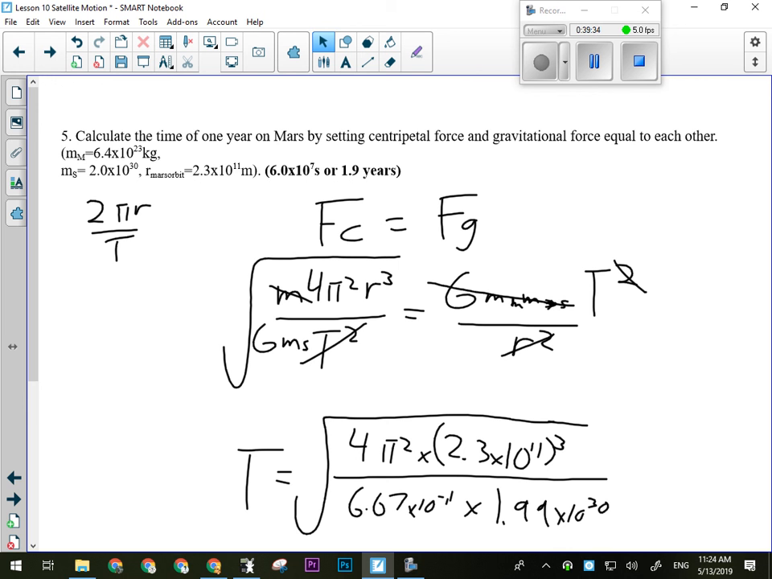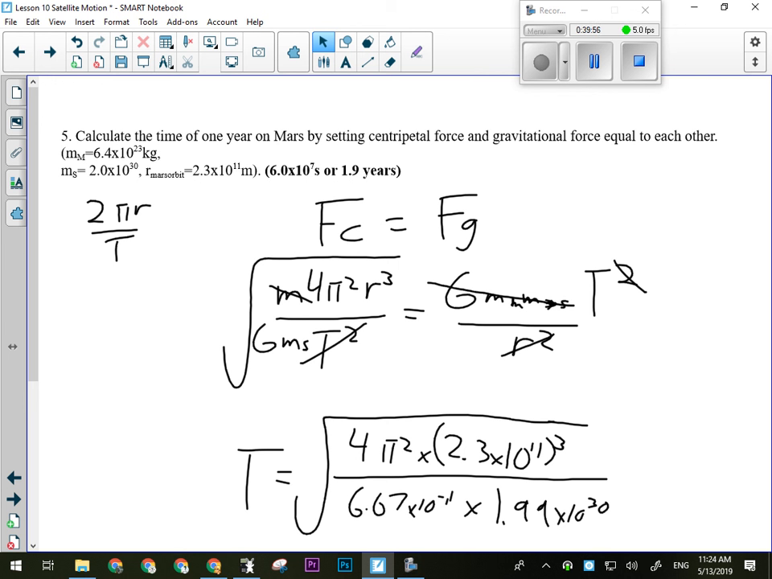Could I have also solved that using Kepler? Yes. I could have easily solved that one using Kepler because I could have used all of the Earth's information. They gave me the radius of Mars's orbit in meters. I could have used the Earth's orbit in meters and solved this using T squared over r cubed equals T squared over r cubed. Could have done it that way as well.